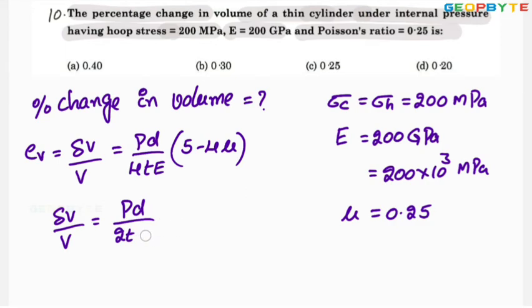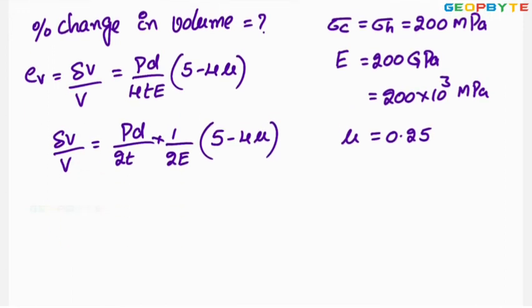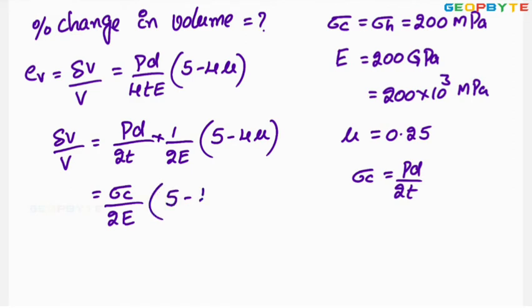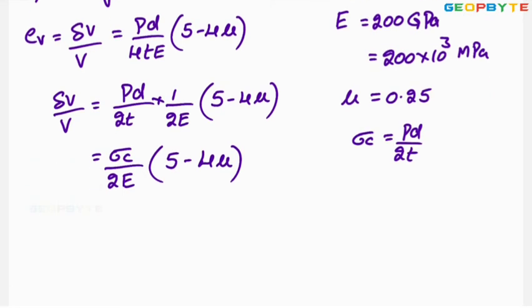PD by 2T into 1 by 2E into 5 minus 4 mu. PD by 2T equal to what? Circumferential stress equal to PD by 2T. So it is sigma C by 2 into E into 5 minus 4 mu.